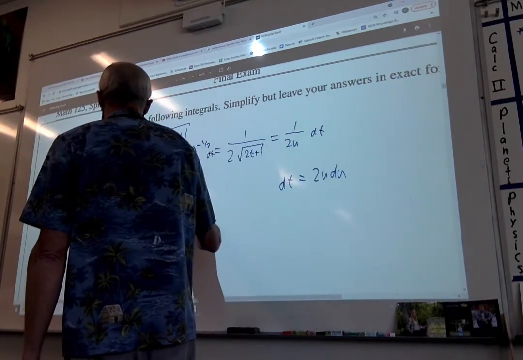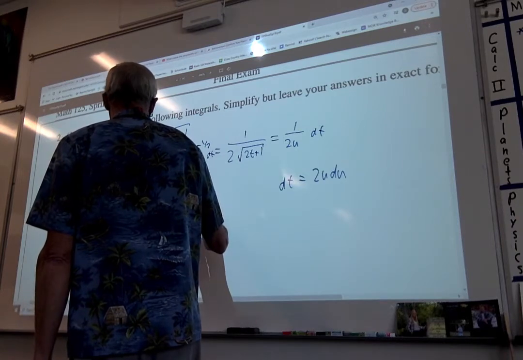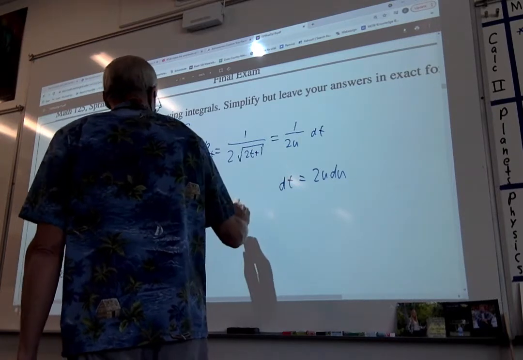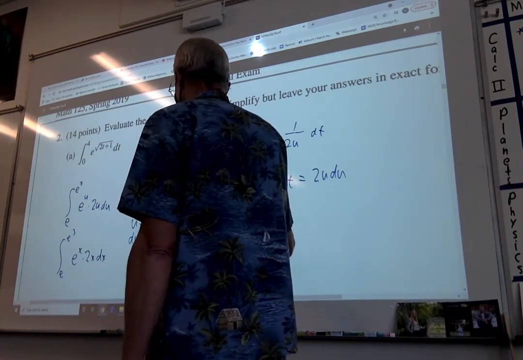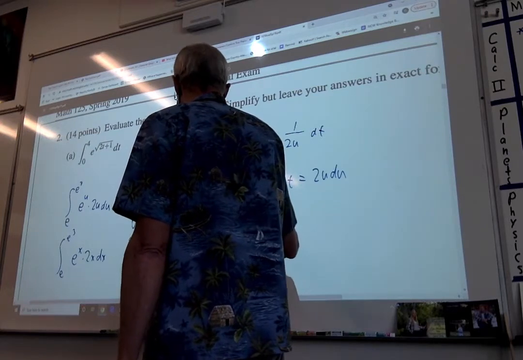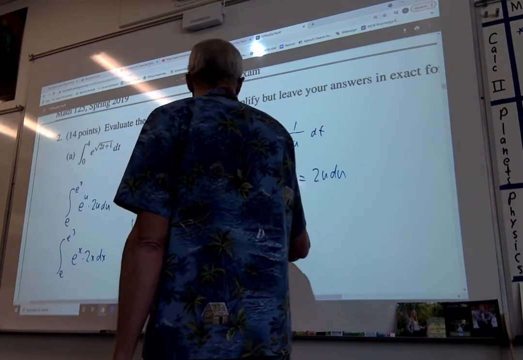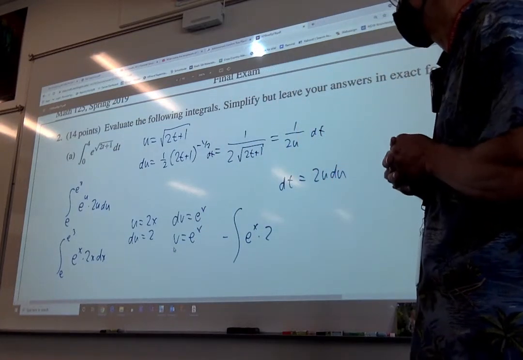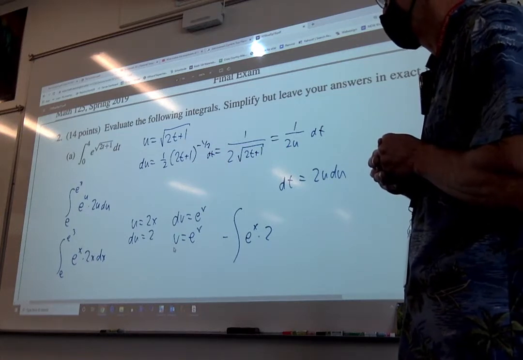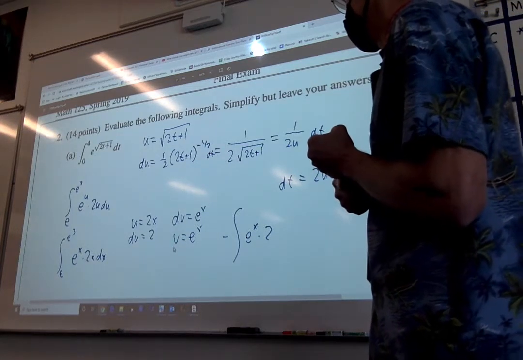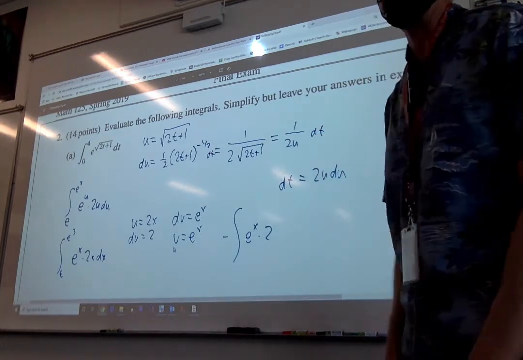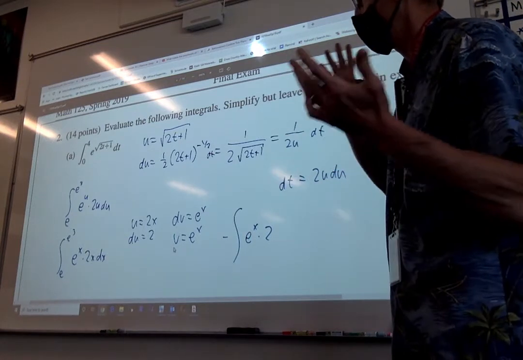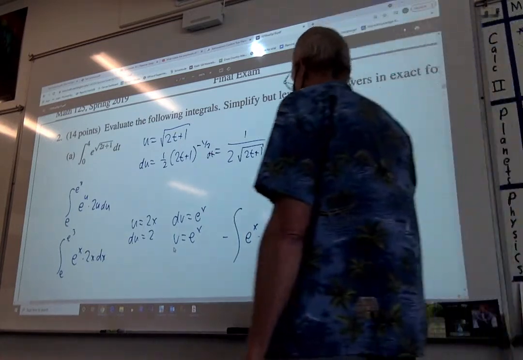And then dv equals e to the x dx, and v equals e to the x. So uv is easy. Let's just do the integral part: minus the integral of v du, which is e to the x times 2 dx. Super easy. Real easy integral. So the trick for this one is to do the right u substitution, and it ends up being pretty easy by parts. Okay, good.